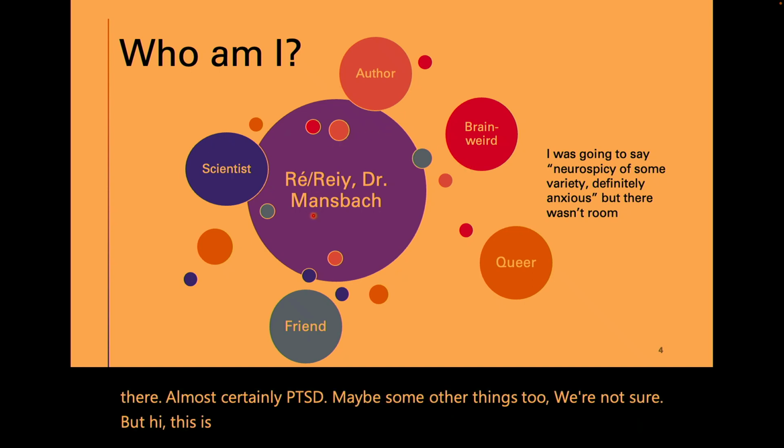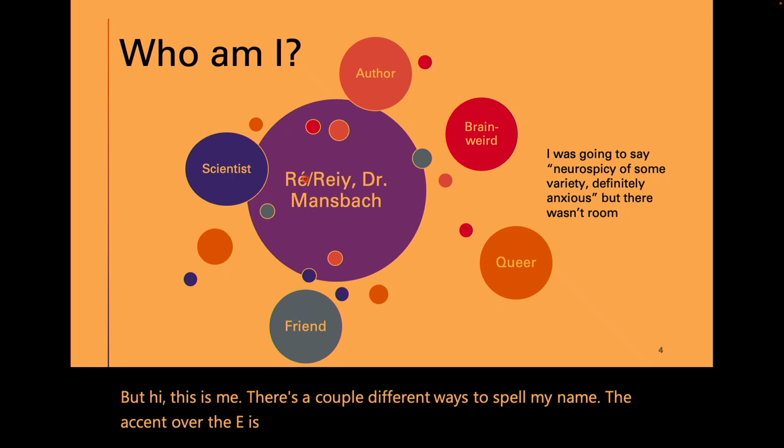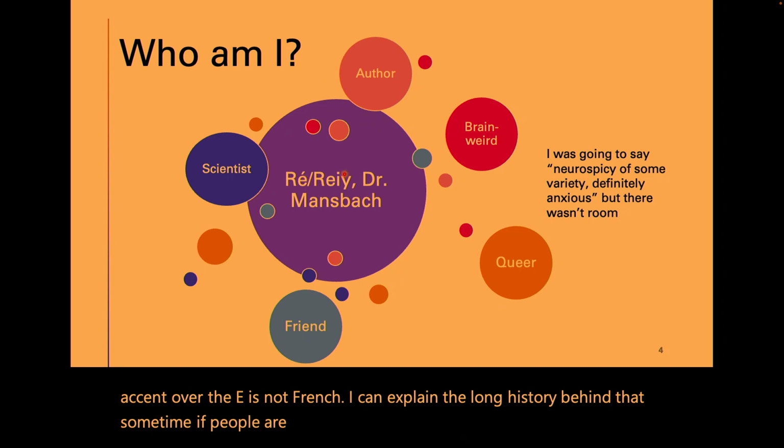There's a couple different ways to spell my name. The accent over the E is not French. I can explain the long history behind that sometime if people are interested. It was there before I realized I was going to move to Montreal, is the short version.